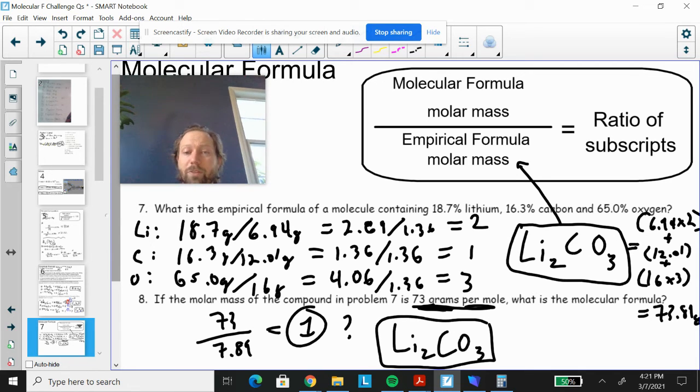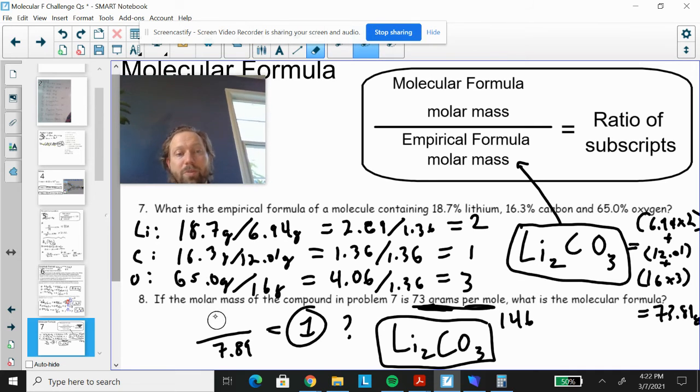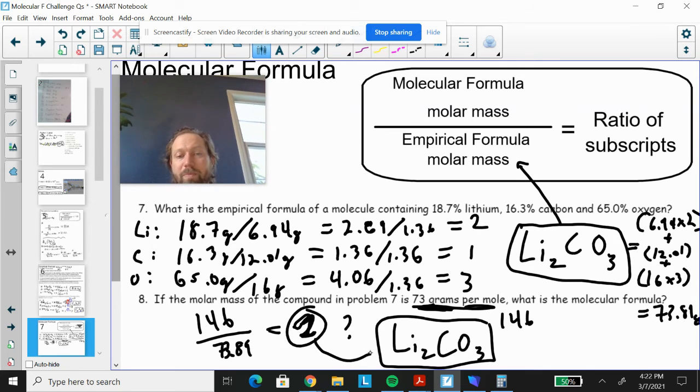Now, if I, for whatever reason, was told that instead of this being 73 grams per mole, the molecular formula molar mass was, say, 146. Well, 146 divided by 73.89 would be 2. What would we do then? I would take my empirical formula and multiply each of the subscripts by 2. So Li4C2O6, and that would be my molecular formula.